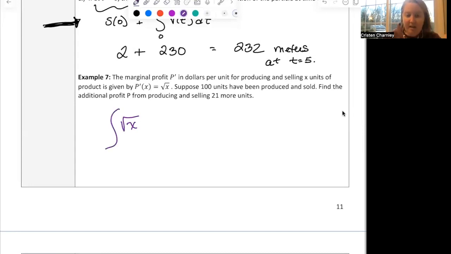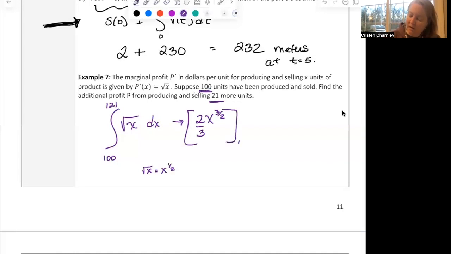Our boundaries are going to go from 100 to 121, and this is a dx problem. Great. I know that the square root of x is the same thing as x to the 1/2. So I'm going to integrate x to the 1/2. This is x to the 3/2. Dividing by 3/2 is the same thing as multiplying by 2/3, between 100 and 121.